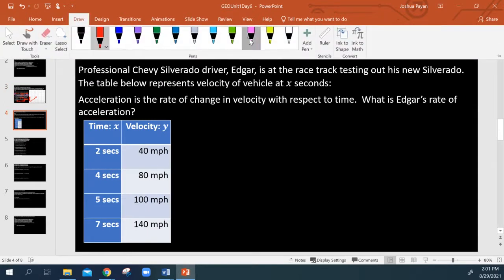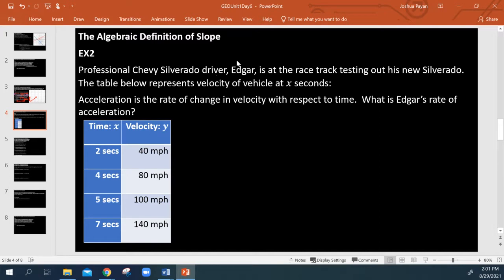So here we have another problem involving velocity, right? In this example, we've got professional Silverado driver Edgar at the racetrack testing out his new Silverado. I imagine he also has an Edgar haircut. The table below represents his velocity at X seconds.